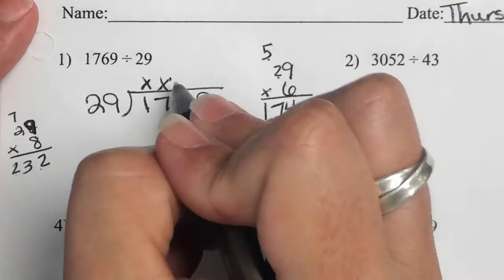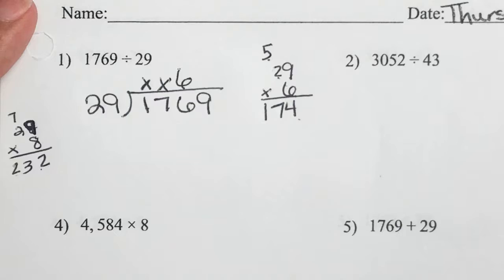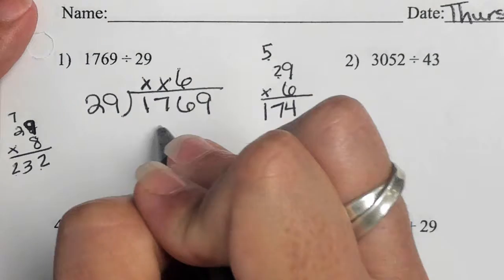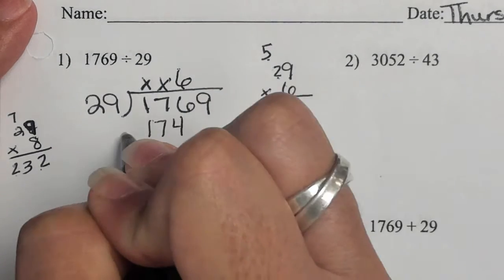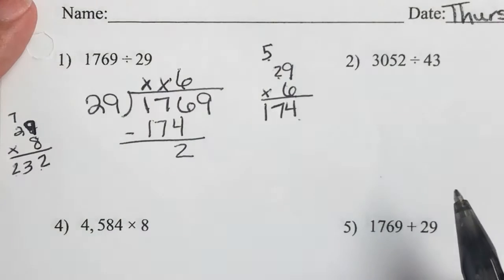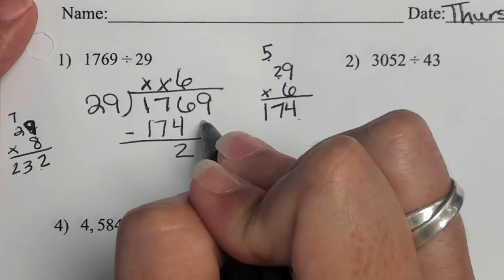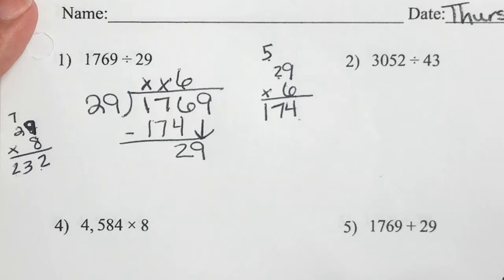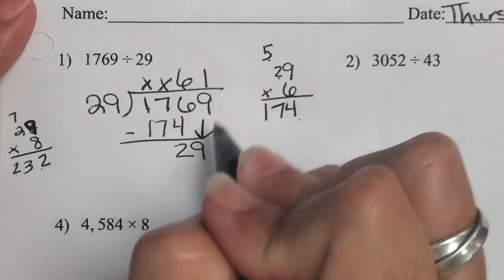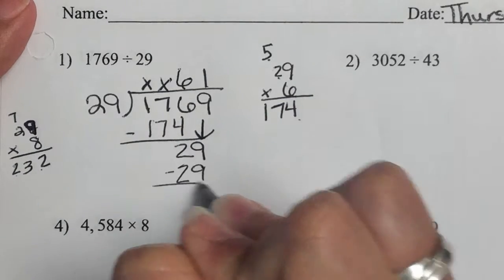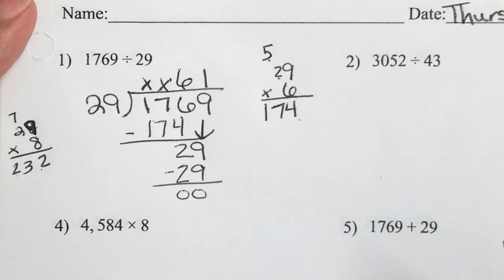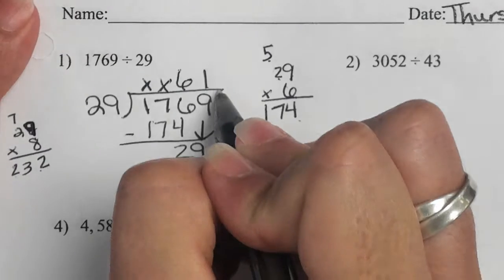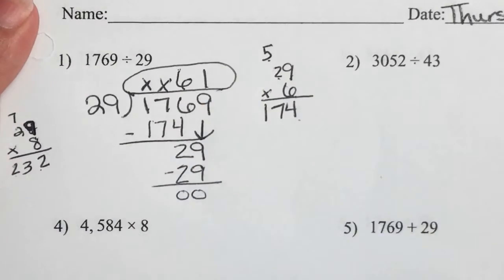Okay. So we're going to put a 6 here. 6 times 29 is 174. Subtract. Next step, bring down the 9. And then how many 29s are in 29? 1. Make sure you finish this out so you don't write a remainder. Okay, so final answer on number 1 is just 61.